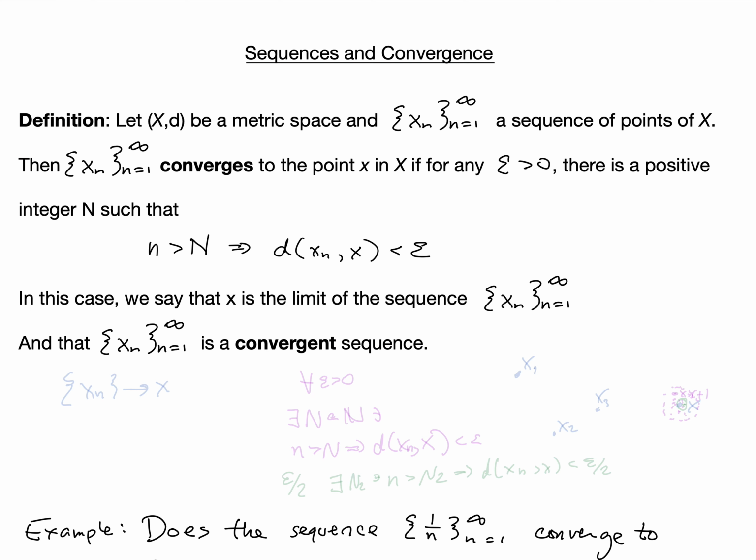This video is on convergent sequences. So here's our definition. Let (X, d) be a metric space, and let x_n from n equals 1 to infinity be a sequence of points in the set X.